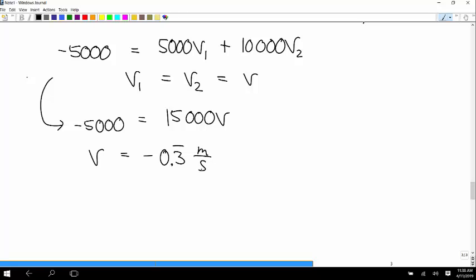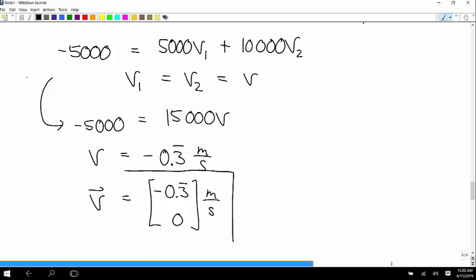And now you can plug that back into the velocity vectors. And we assumed that these are going to be moving along the x-axis. So now we know they're going to be moving in the negative x direction with a magnitude of 0.3 repeating meters per second. How do we know? Yeah, I mean, we just have this equation. Once we get to this equation that says negative 5,000 is equal to 15,000 V, just solve for V.